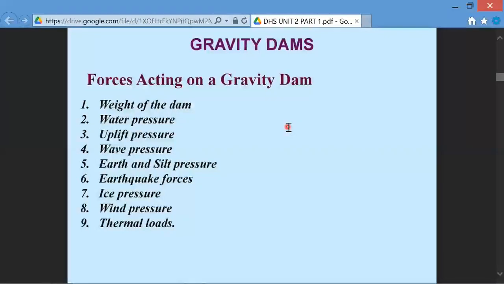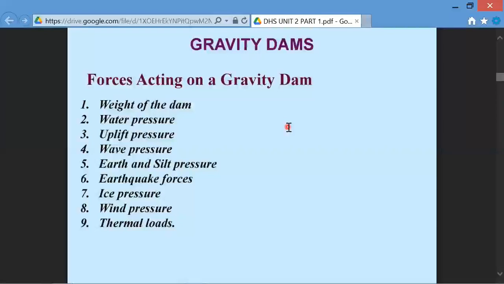Then the 7th one is the ice pressure. If ice accumulation is there, if snowfall is there, then you have to consider that ice pressure according to the geographic location. Then the 8th one is the wind pressure. That is the force exerted by the flow of the wind near the dam wall.